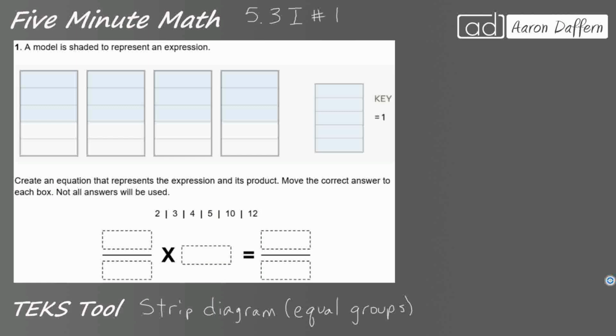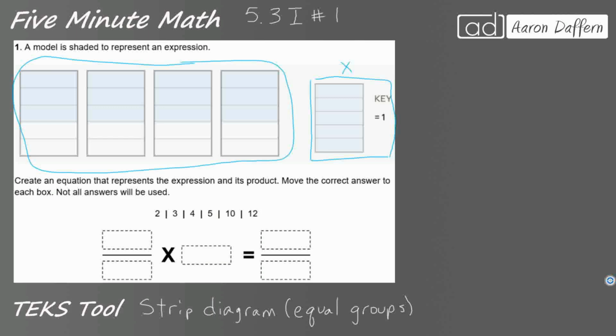So we have a model here that is shaded to represent an expression, and then we need to create an equation that represents this. So let's see what we have here. This is the key, but it's not part of the expression. So we basically just need to look at it and then ignore it, because what we really need to focus on is what's happening right here.